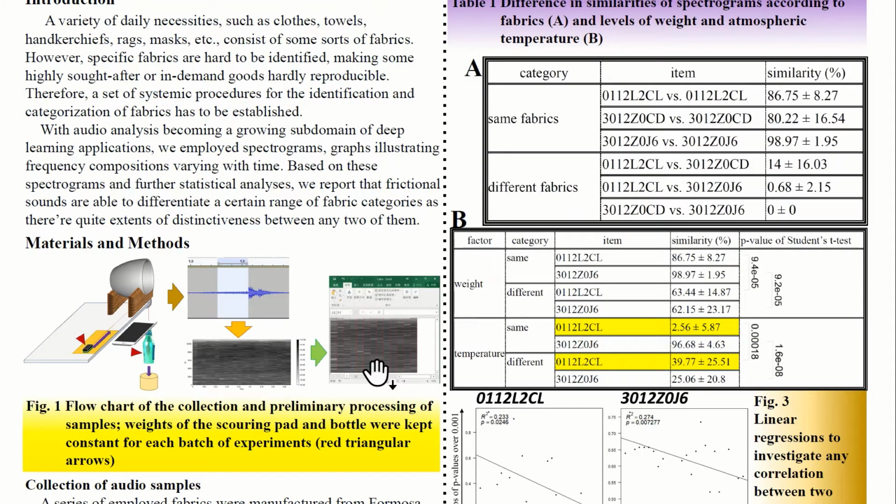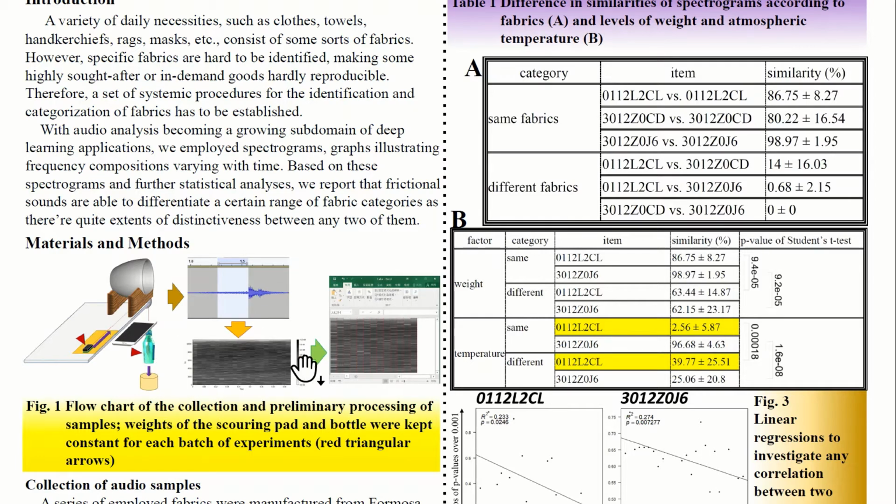Here's the first figure. It shows that multiple steps are involved in the collection and pretreatment of samples. In the first step, a system for recording is constructed. The red arrow means the pulling force, and the force exerted on the scouring pad must be kept constant. When the audio file is generated, it will be cut based on the endpoint of the sliding, and put into audio analysis to generate a spectrogram.